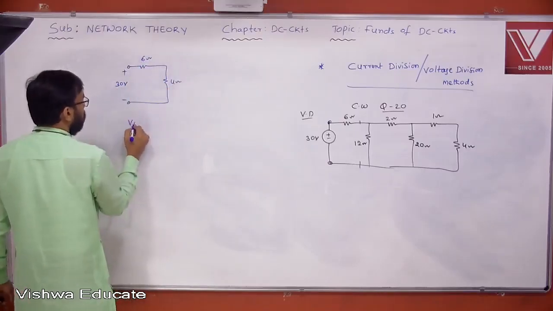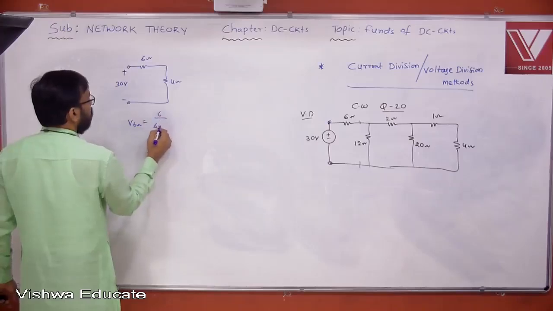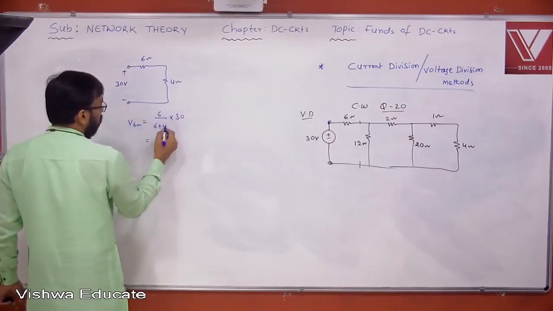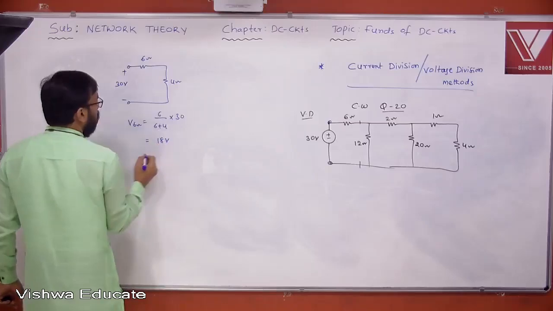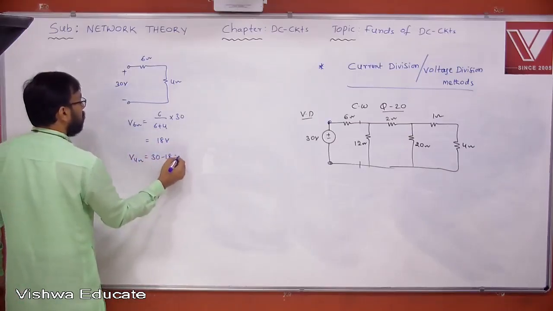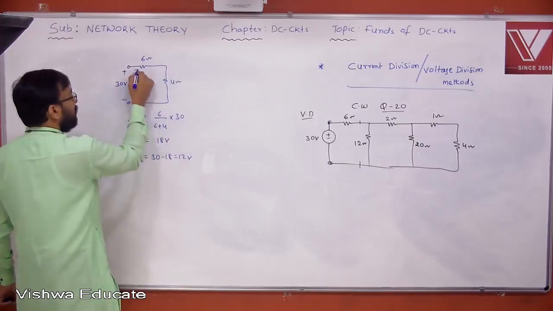What is the voltage across 6 ohm? 6 by 6 plus 4 into 30. Now what do you get here? Now 18 volt. What is the remaining voltage? 30 minus 18, this is 12 volts. So this is now the division rule.